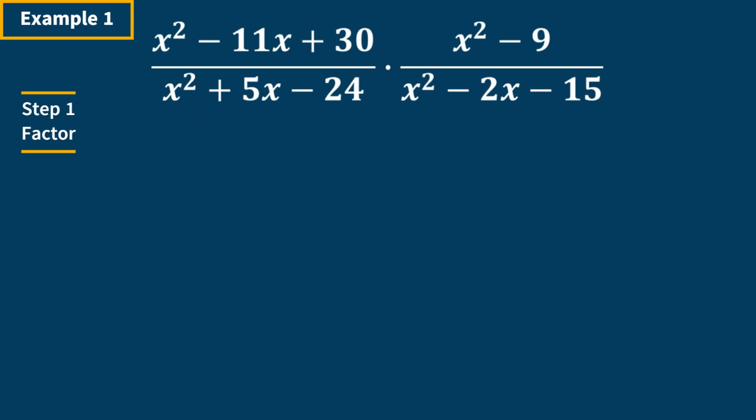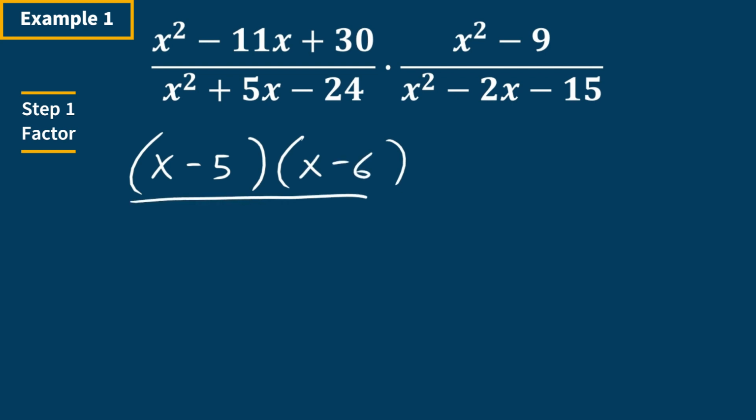Let's start with the first one, x squared minus 11x plus 30. The basic concept is you want to find two numbers that multiply to 30 and when added give us negative 11. For this example, it's going to be x minus 5 and x minus 6. Factoring the bottom is the same concept. Two numbers that when multiplied give us negative 24, when added give us positive 5. That's going to be x plus 8 and x minus 3.